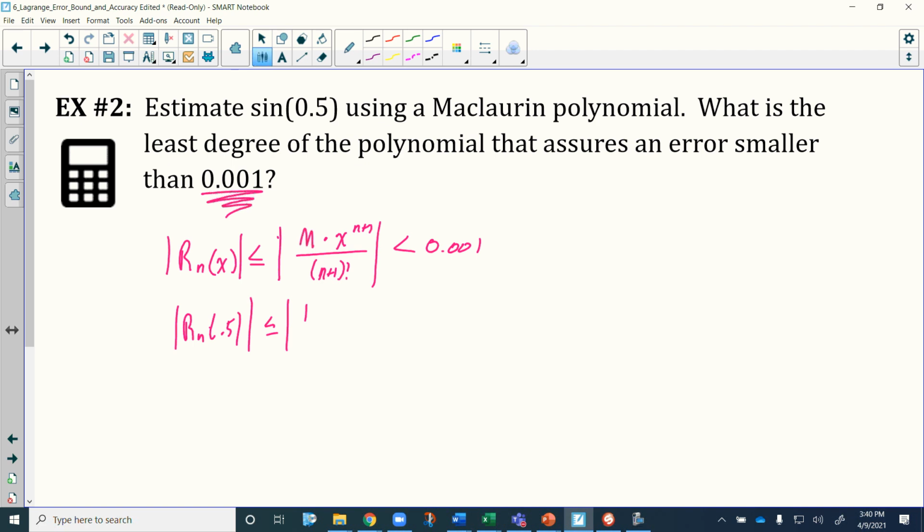So in this case, m is equal to 1, and we're going to say times x. So x in this case is the 0.5, and we're going to do it to the n plus 1 power. We don't know what n is. We don't know the degree. So this will be in the denominator, n plus 1 factorial as well, but it still has to be less than 0.001.